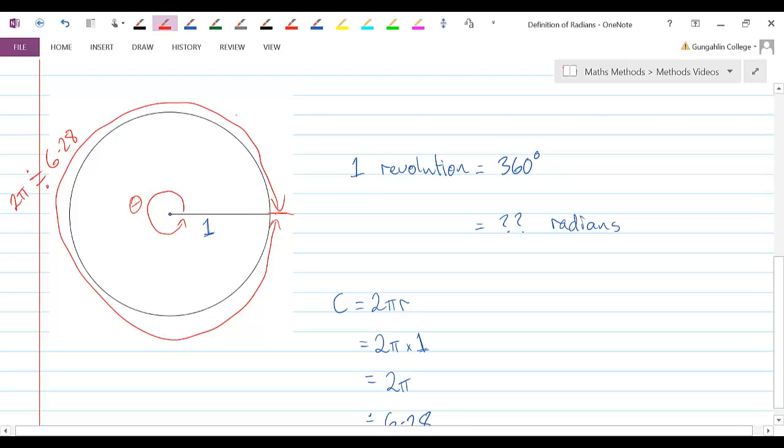Which means that the angle at the center is the same. Because of the way we defined radians, where the distance we go around the edge is the same as the angle we've gone at the center, this distance of 6.28, or 2 pi, means that the angle at the center is also 2 pi, or 6.28. So 1 revolution is equal to 2 pi radians.